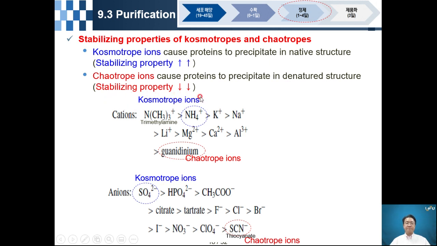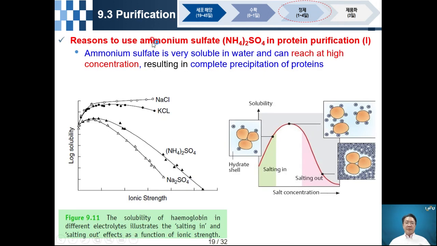In this slide I will explain the reason to use ammonium sulfate, (NH4)2SO4, in protein purification. In companies, for example Celltrion and Samsung Biologics, during the purification step we always use ammonium sulfate. Why do we use ammonium sulfate for protein purification? I will show you the reason. This is figure 9.11, the solubility of hemoglobin in different electrolytes, in different salts. The y-axis is the log solubility, and the x-axis is the ionic strength, which means salt concentration.